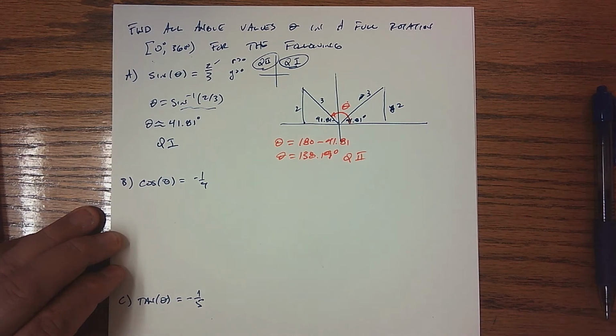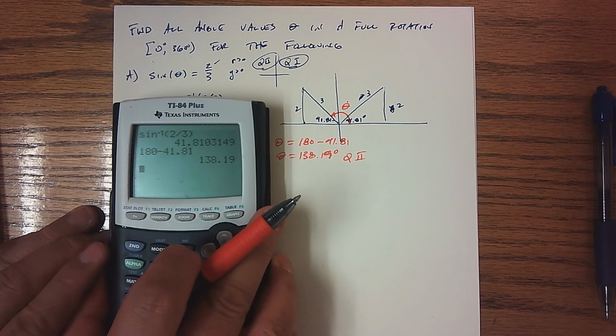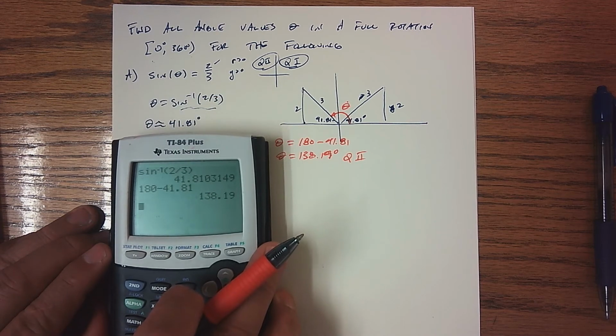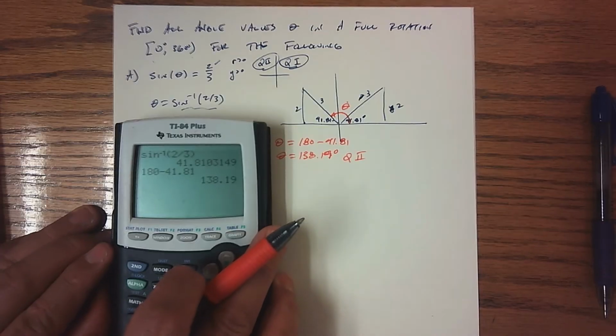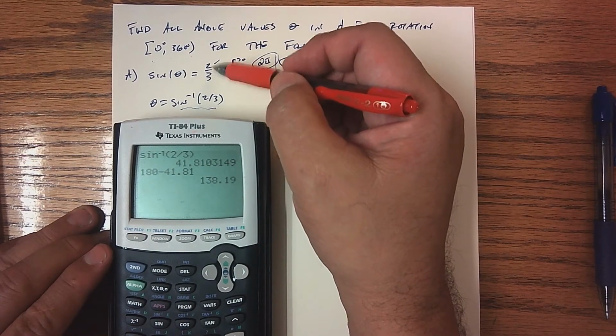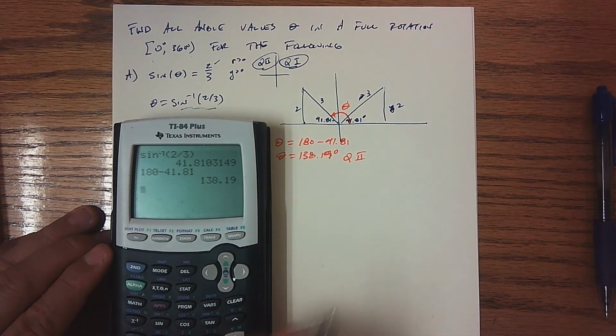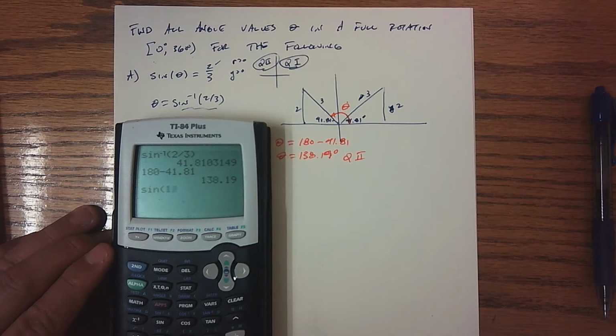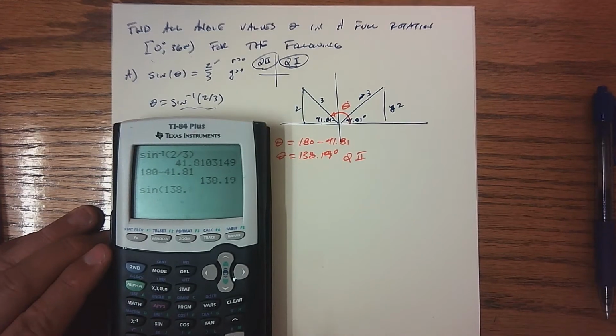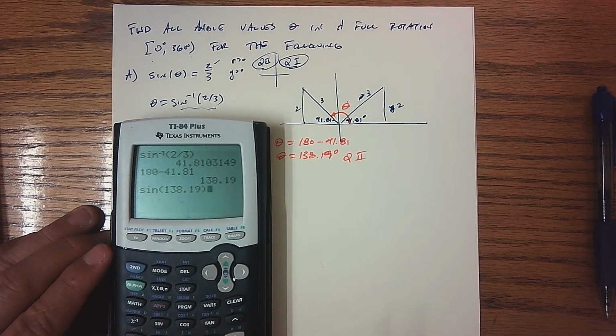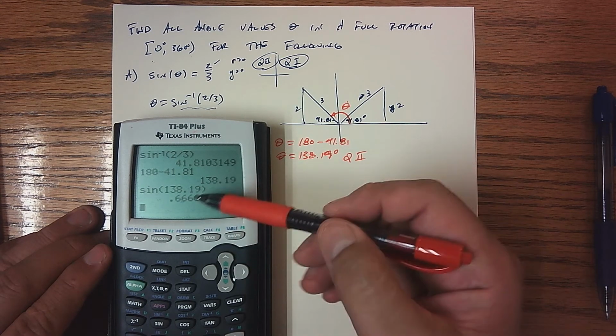Again, very easy to check. Before I do anything though, make sure we did round off here, so I'm not going to get something perfect. The ratio we're looking at is 0.666666 on forever. So if I take the sine of 138.19, that should be really close to 2/3, or 0.666666 on forever. Press enter, and lo and behold, we have it.